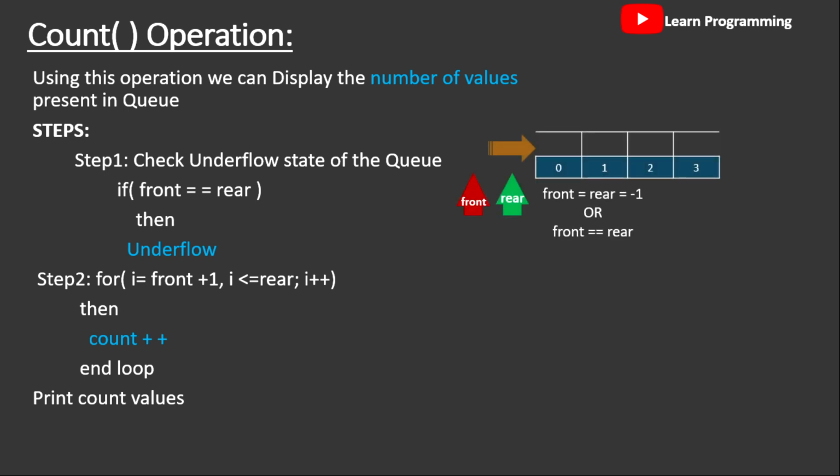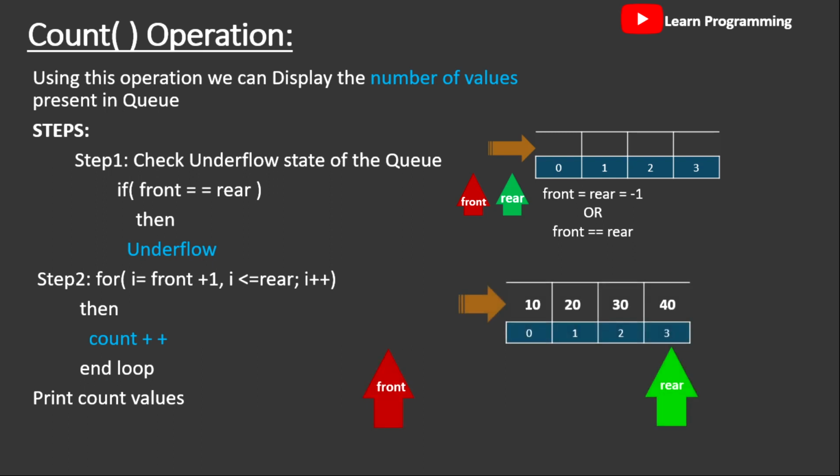Let us visualize them to understand. Here you can see that the queue is completely empty because front and rear positions are -1. Let us consider one more case. Here you can see that front equals -1 and rear equals 3. Now we will try executing this step 2. And first, I is initialized to front plus 1, which is 0.